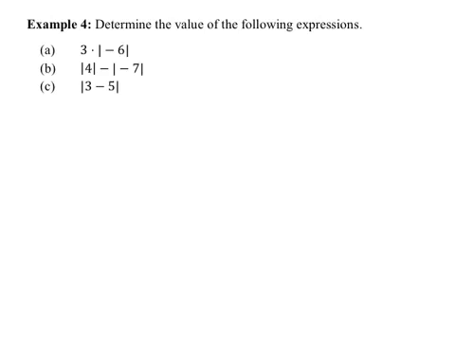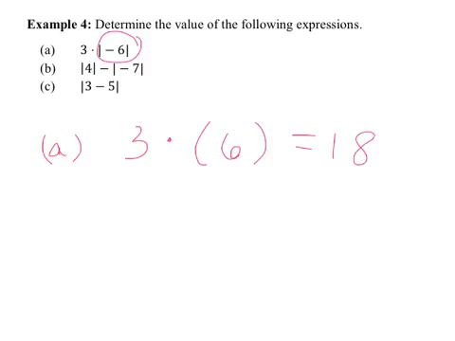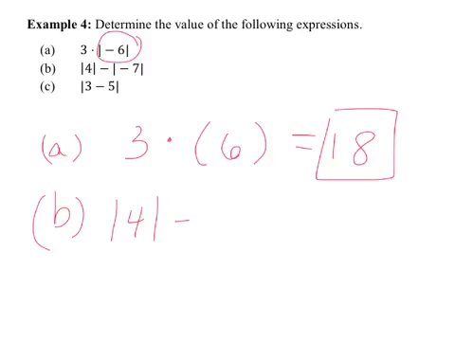So let's take a look at part A. Well, it's simply 3 times 6, because the absolute value of negative 6 is just 6, so this is just 18. So that's an easy example to start with. Let's take a look at B. In part B, we have absolute value of 4 minus absolute value of negative 7. Well, the absolute value of 4 is 4. The absolute value of negative 7 is just positive 7. 4 minus 7 is negative 3.